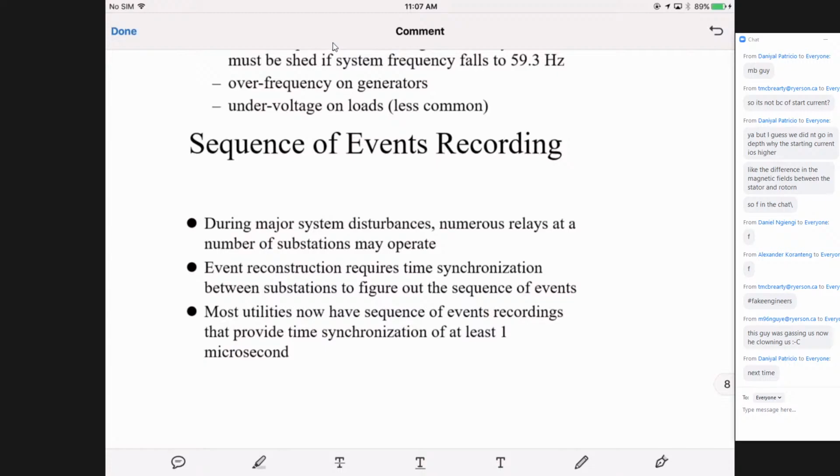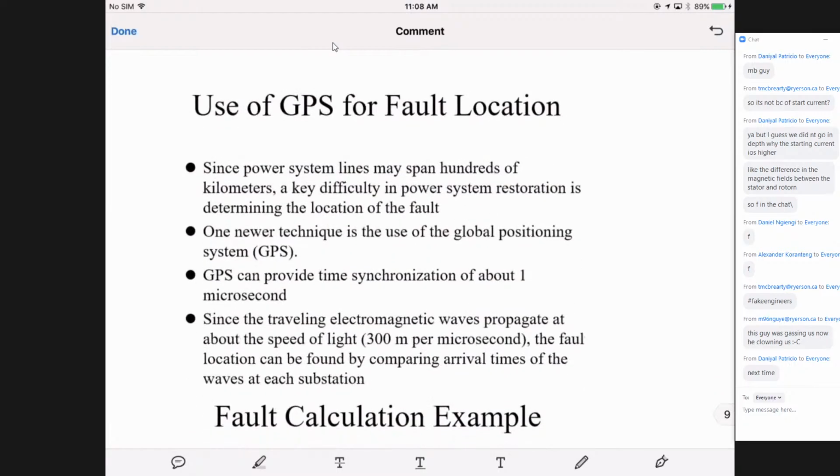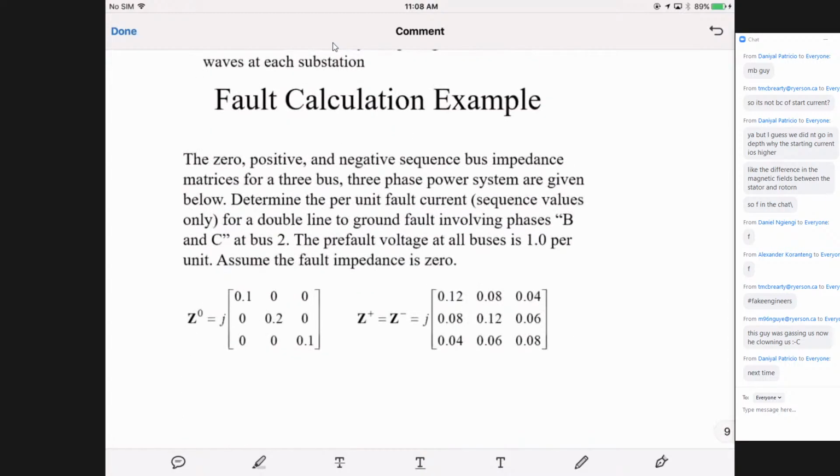Okay, so hopefully by the end of this course, I finish that project and I tell you what I found out, because it's a huge case. Now it's more fancy, using GPS for the location of the fault and all this, and the fault calculation using the sequence network.